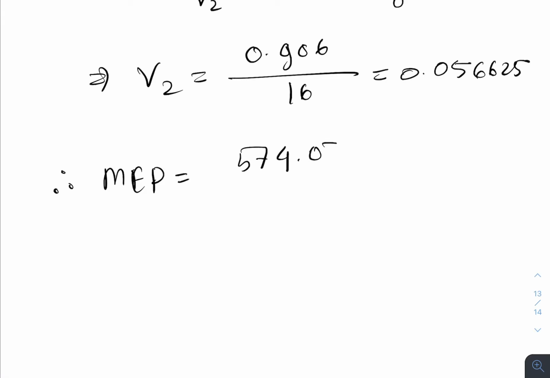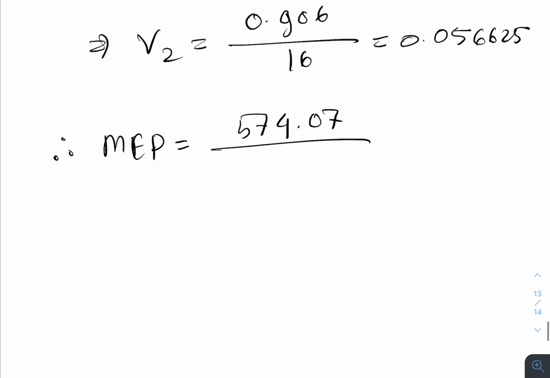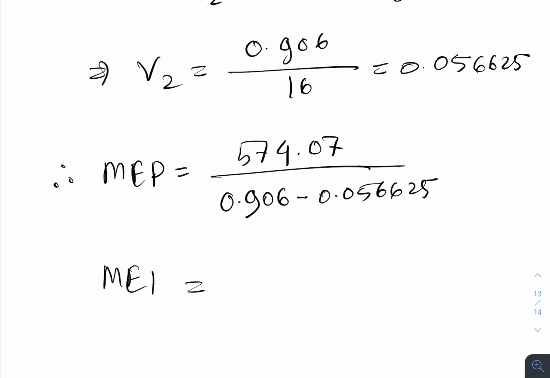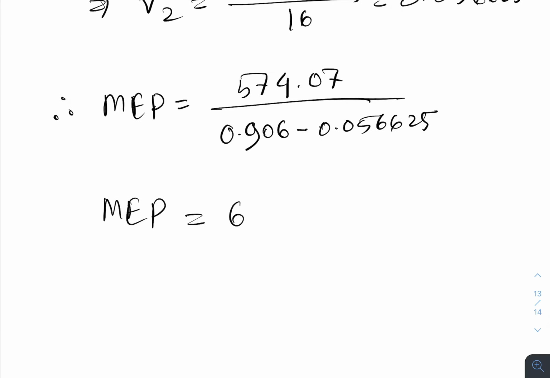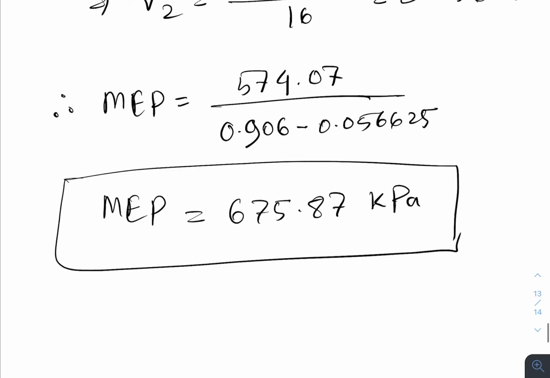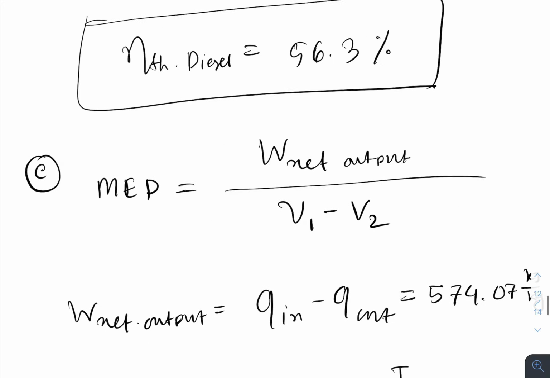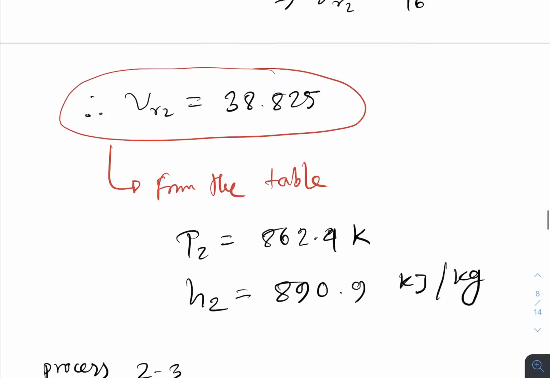So let's plug in the MEP expression, which equals 574.07, the net work output, divided by the change in volume, the maximum displacement: 0.906 minus 0.056625. So the MEP will become 675.87 kilopascal. So that's the answer for MEP.